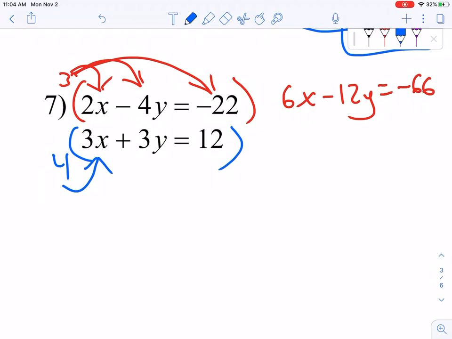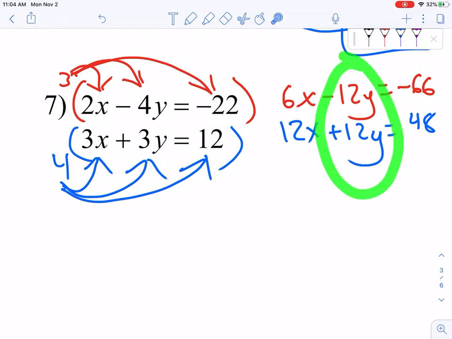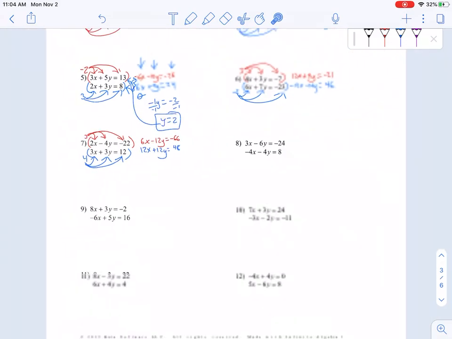4 times 3x is going to give us positive 12x. 4 times 3y is going to give us positive 12y. And 4 times 12 is going to give us positive 48. And then what we've created here is if we were to put these together, our y's would eliminate. We're creating opposites.